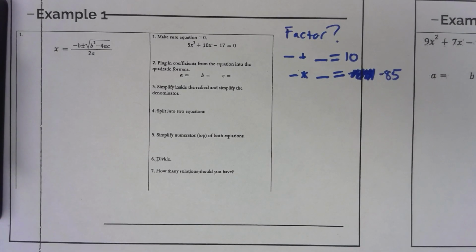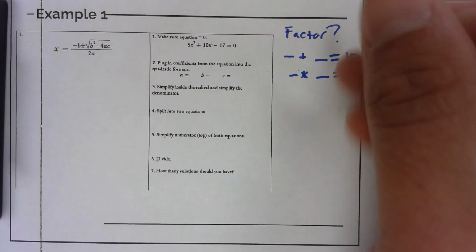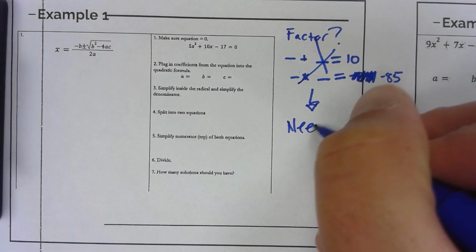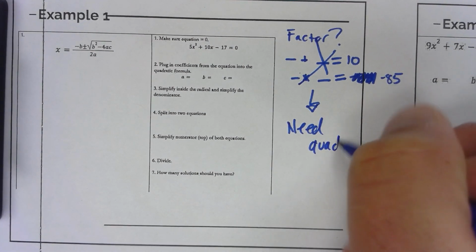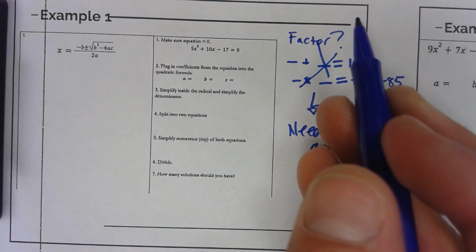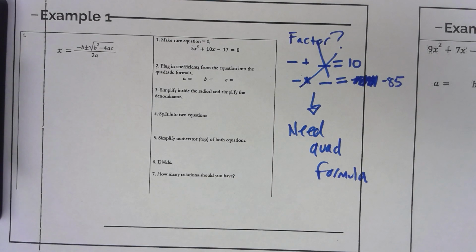And it's at this point that we realize this is not factorable, and thus we need the quad formula. That's one thing I want us to keep in mind. When do we absolutely have to use the quad formula? It's after we realize that we cannot factor. And quadratics won't factor if we can't find the numbers that add to b and multiply to a times c.